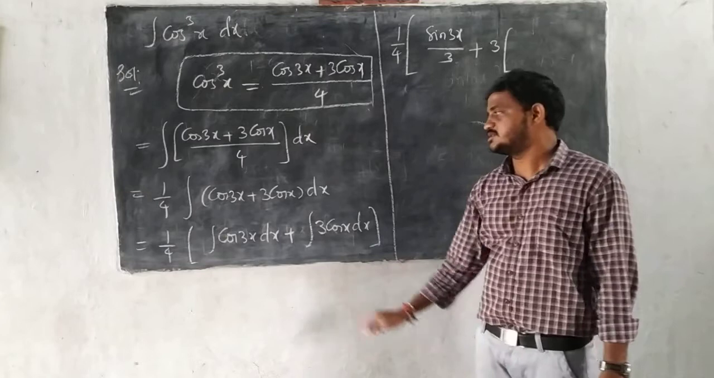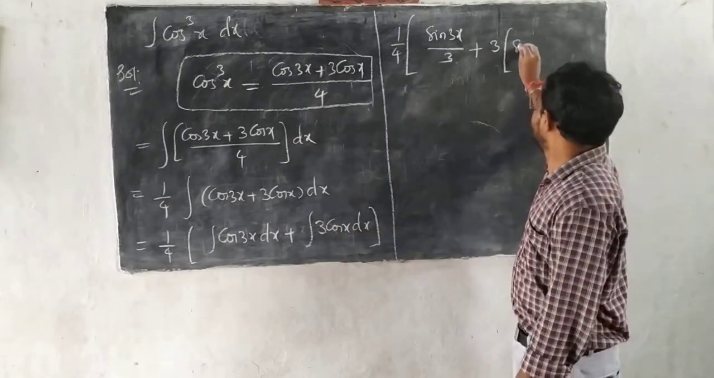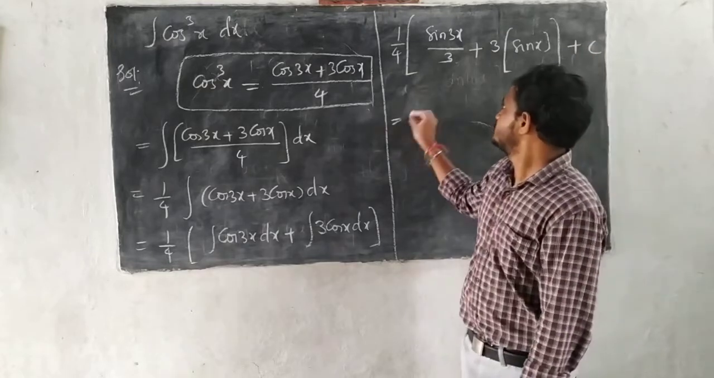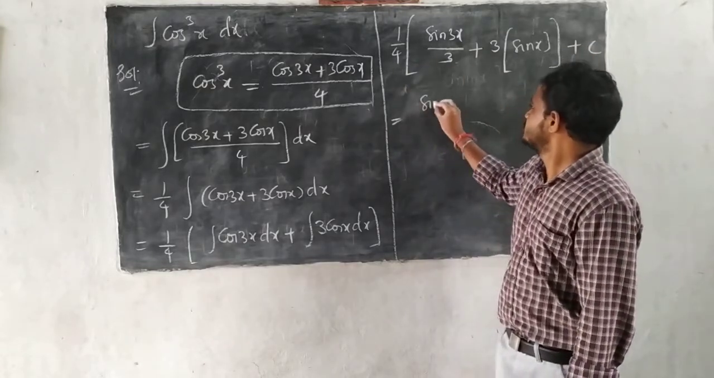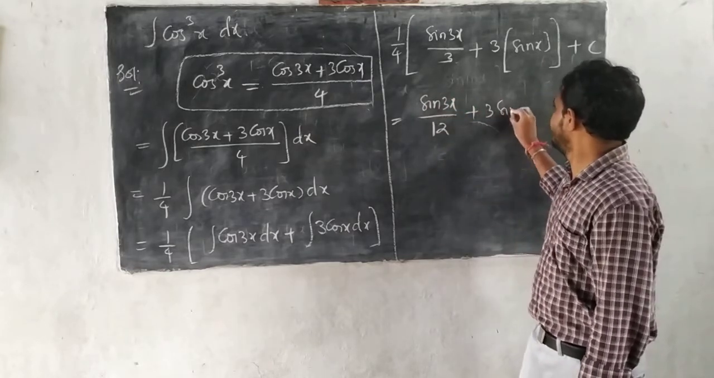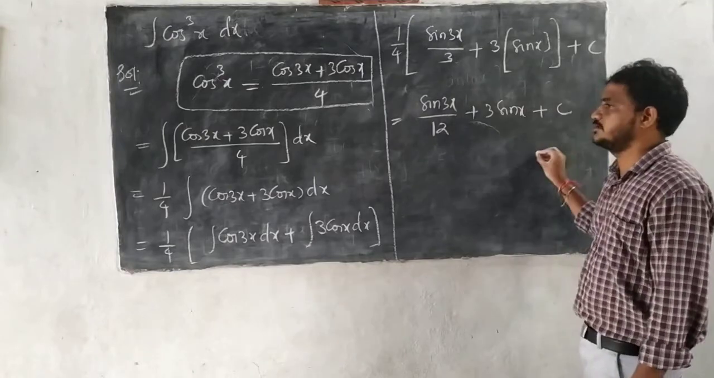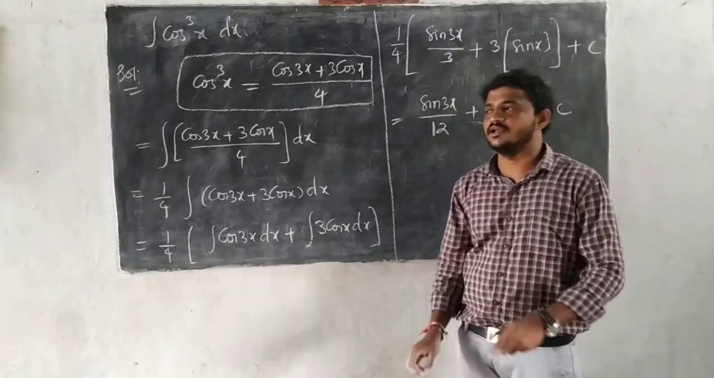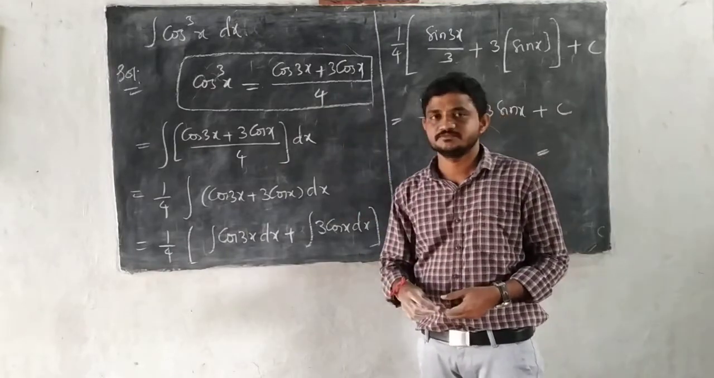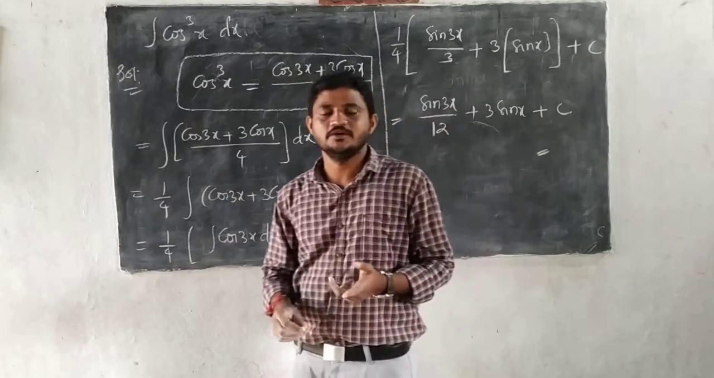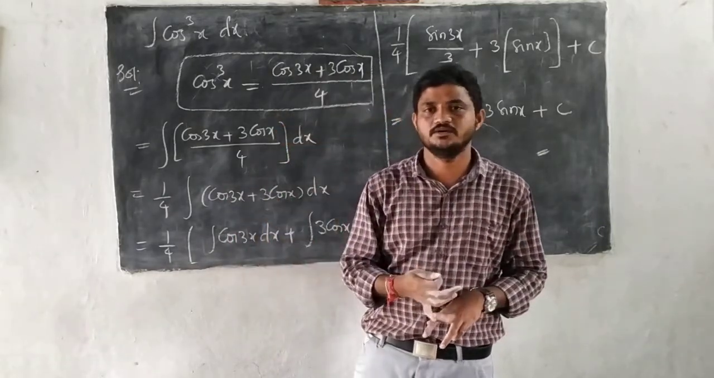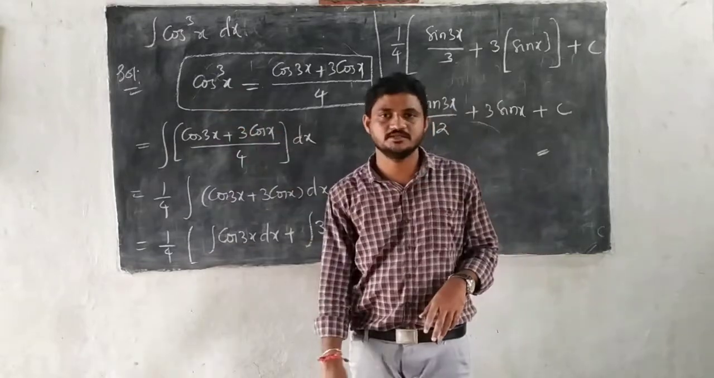Integration of cos x. What is the integration of cos x? Directly you can write it as sin x plus c. So write here 3 4 12, sin 3x by 12 plus 3 sin x plus c. So that is the integral of the given function, that is cos cube x. If the function is not in standard form, you have to convert it into standard form by using these trigonometric functions. So this is the formula for cos cube x.